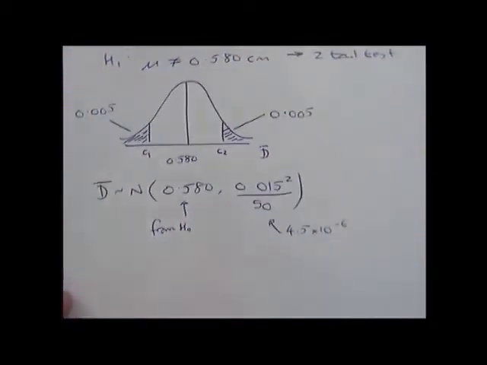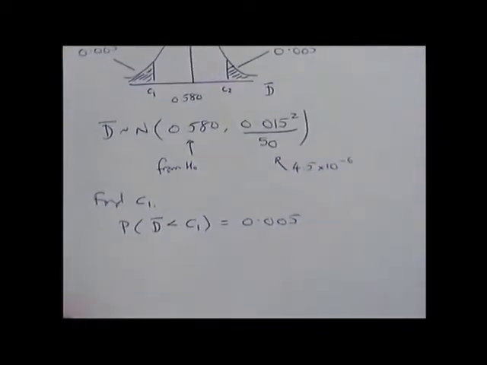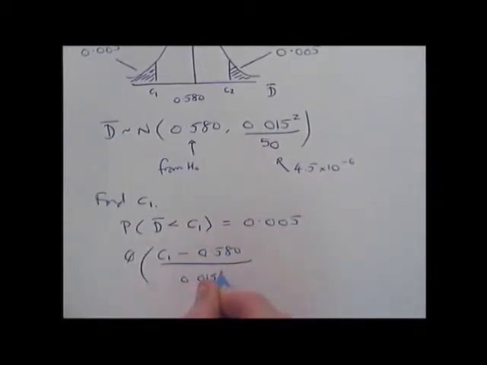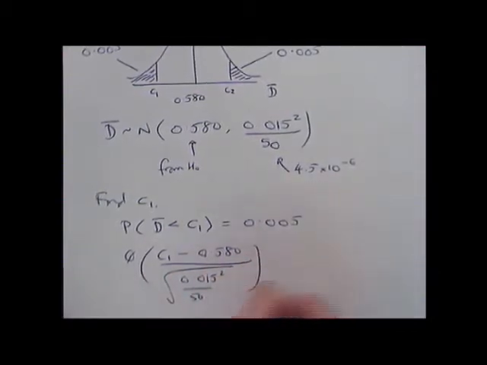So we're interested in finding C1. So let's find C1, that critical value. I have the probability that d bar is less than C1 is 0.005. That is the area down there. And you guys are probably running ahead of me at this point. I think you know what to do from there. We phi it, take away the mean over the standard deviation equals 0.005.